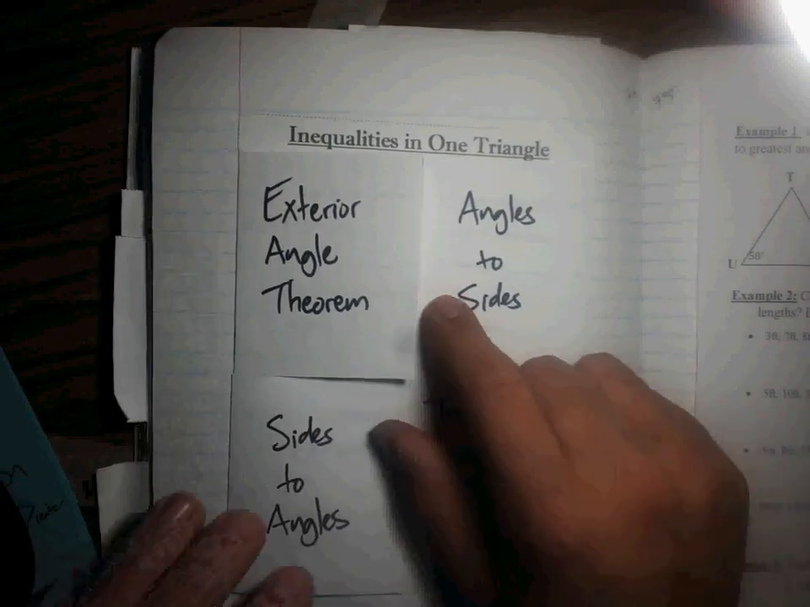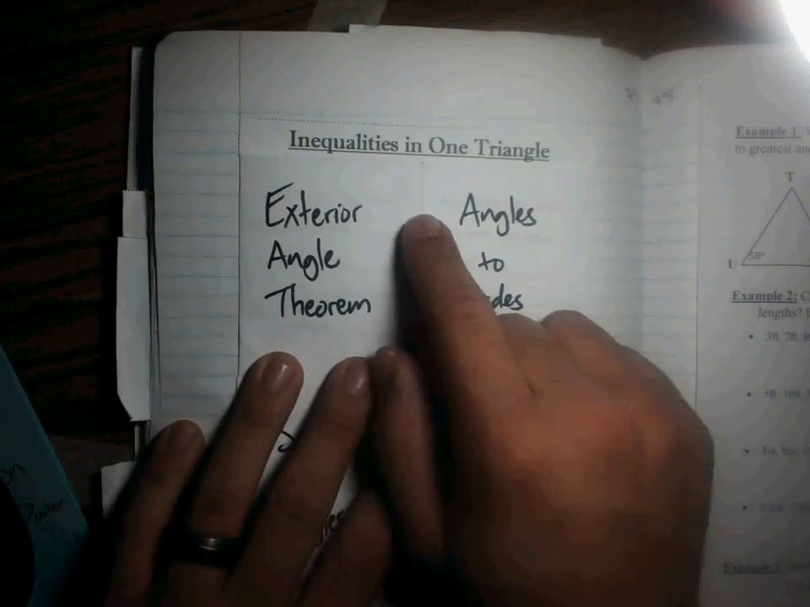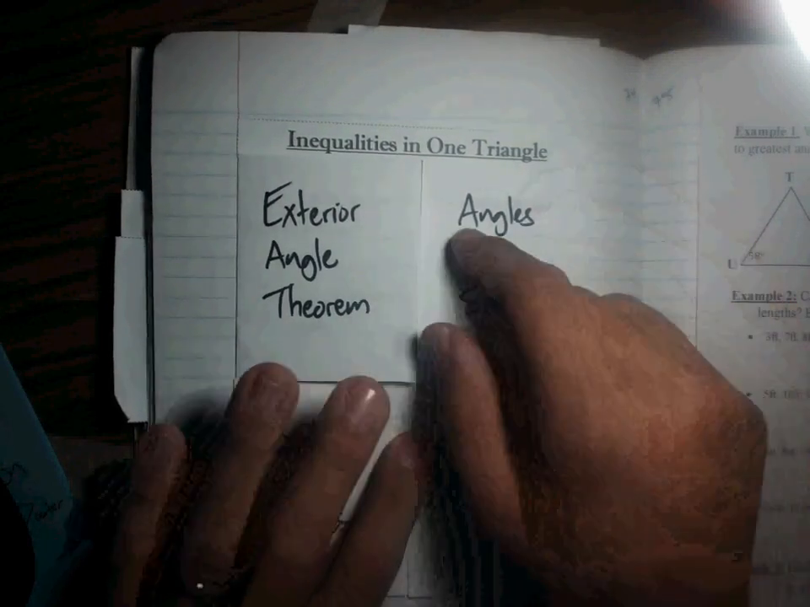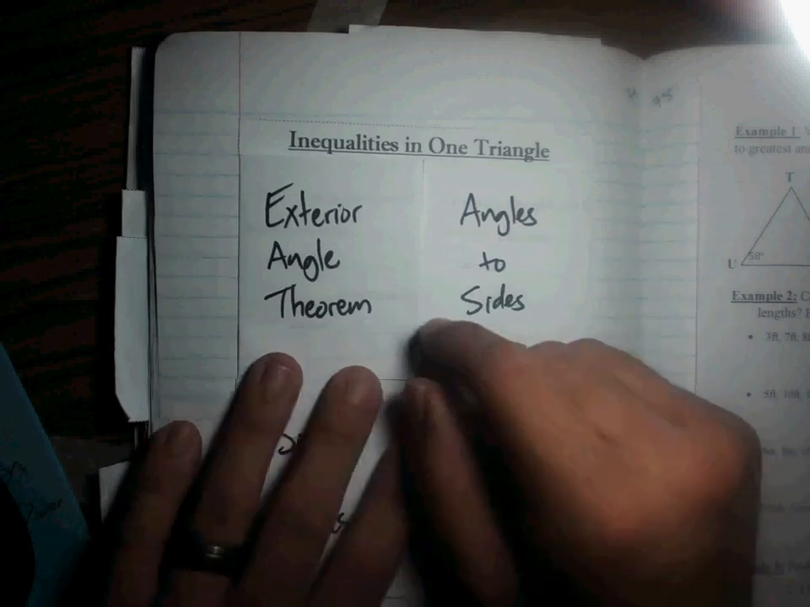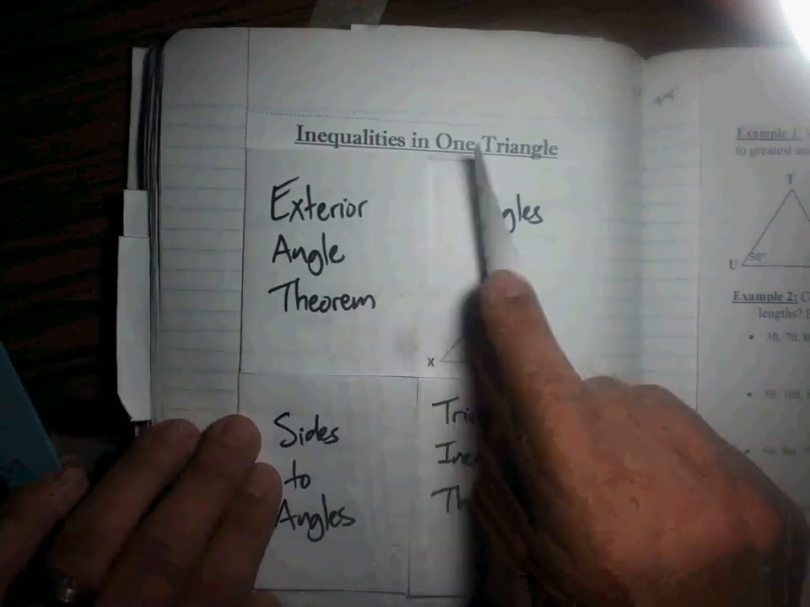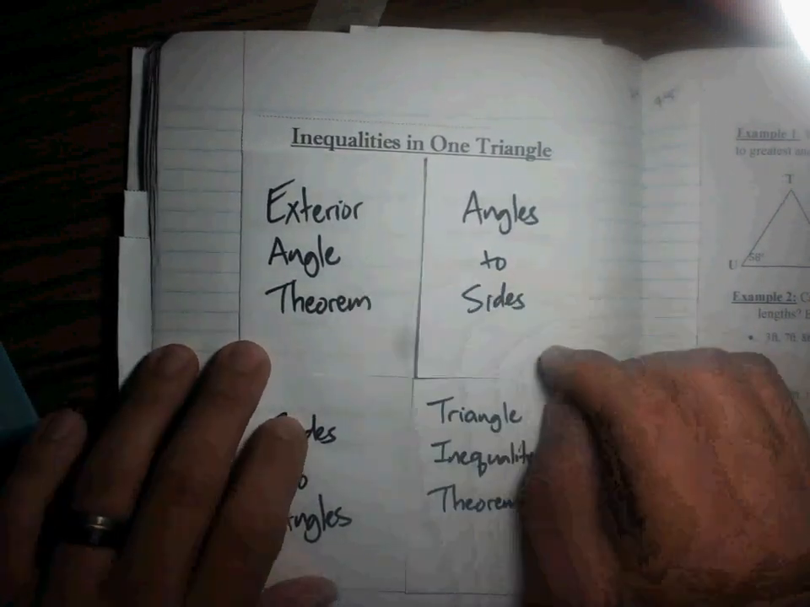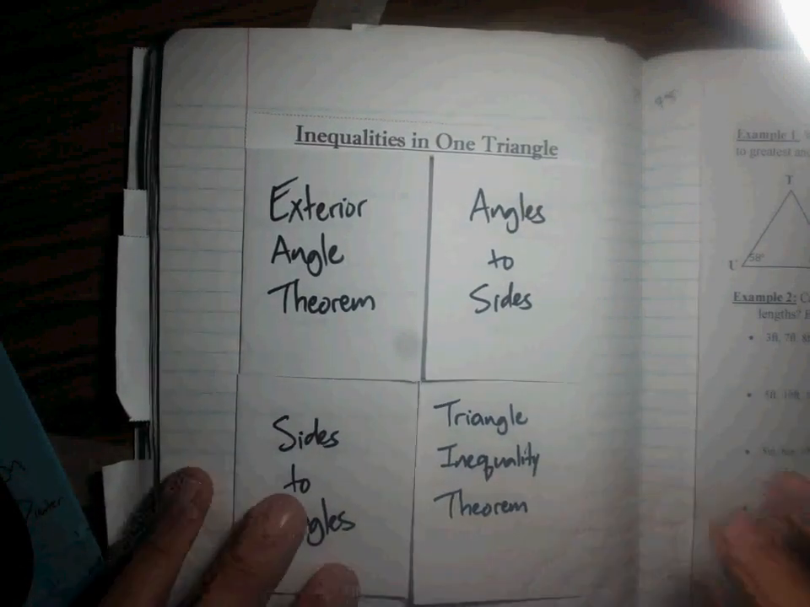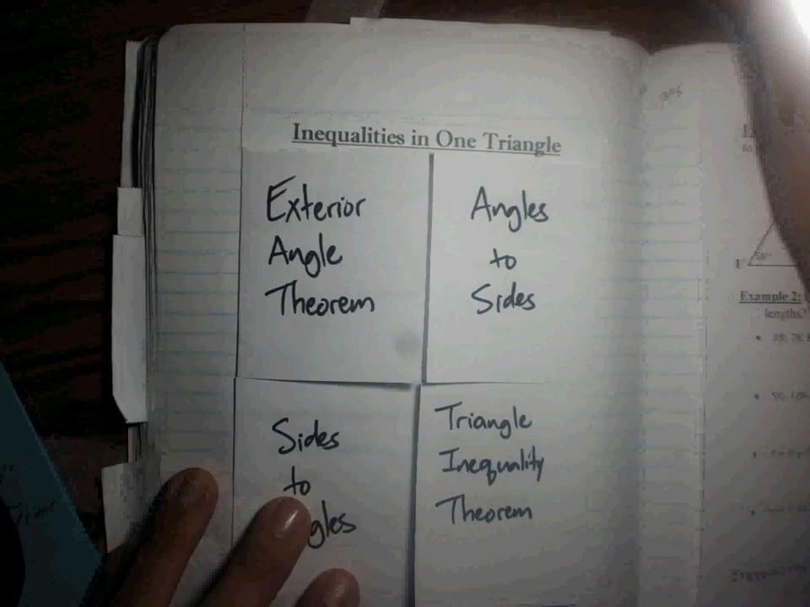All right, so starting off the last two sections of our unit, we're going to go over inequalities in one triangle. The other one will be inequalities in two triangles. It kind of follows the same ideas. But we have four different theorems we're going to be looking at: the exterior angle theorem, angles to sides, sides to angles, and triangle inequality theorem. So take a look at these individually and see what they are.